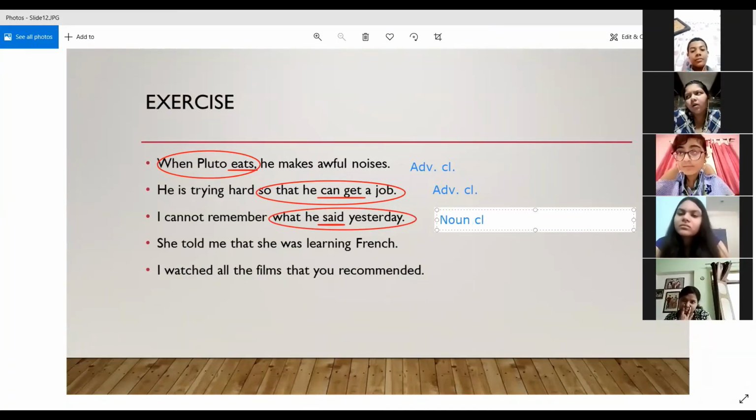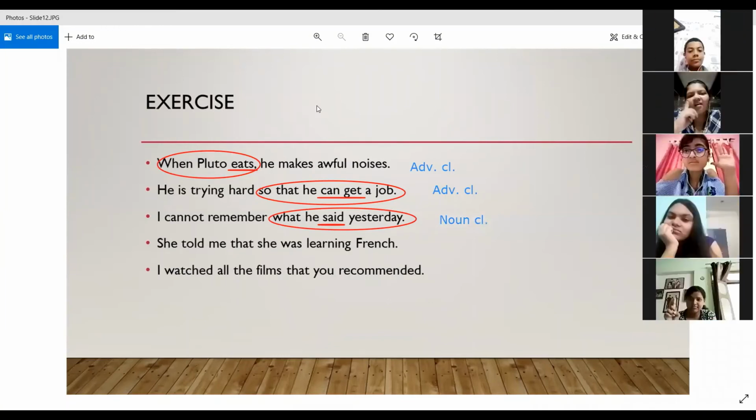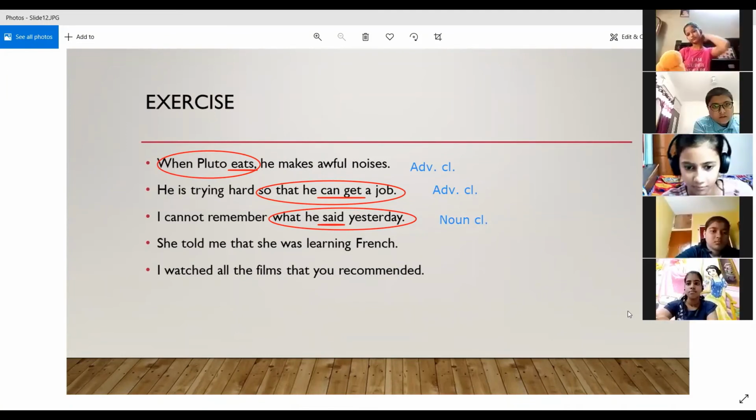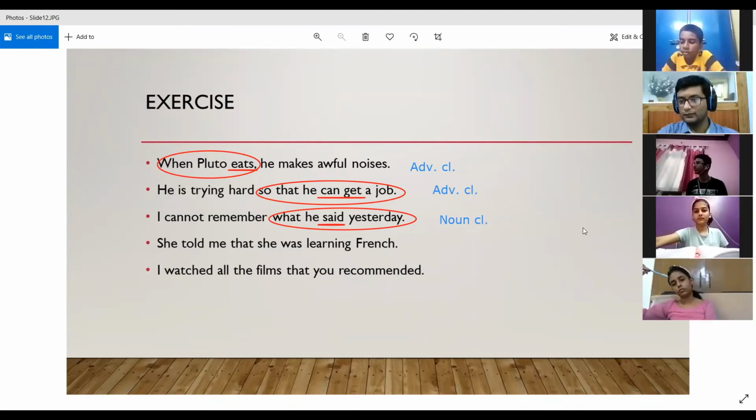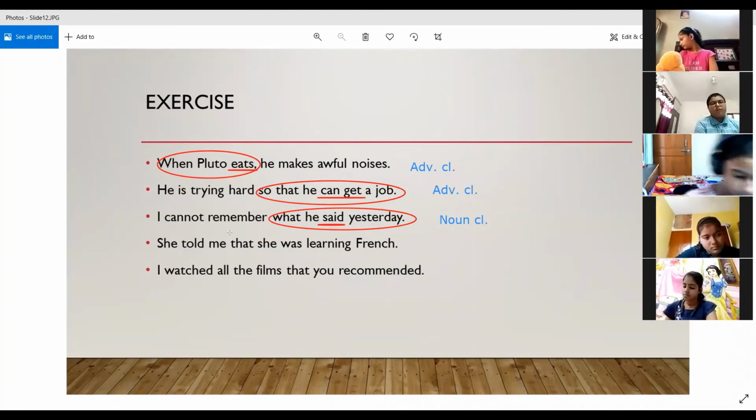Thank you, sir. Welcome. Only two are left. Who is going to answer the last two from this chapter? Okay, one is going to Mahi. Sir, the answer is that she was learning French. Okay. Sir, it will be a noun clause. Noun clause. Reason?